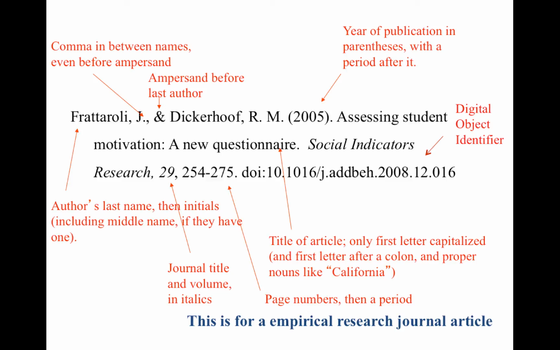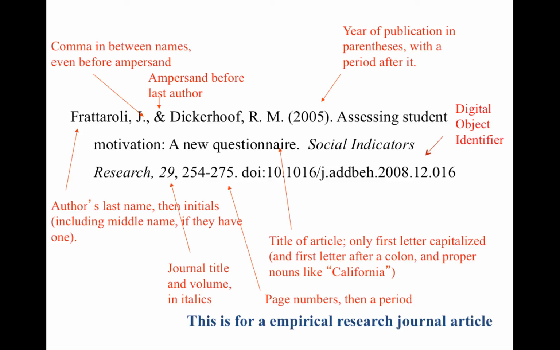Then the title of the article. Note that only the first word of the title or subtitles and proper nouns are capitalized. The end of the title of the article is another period. Then the name of the journal, comma, and volume number. These are both italicized, followed by a comma and the page numbers.